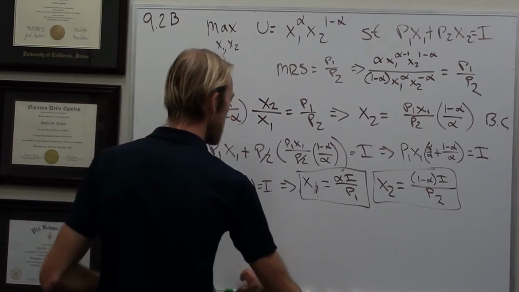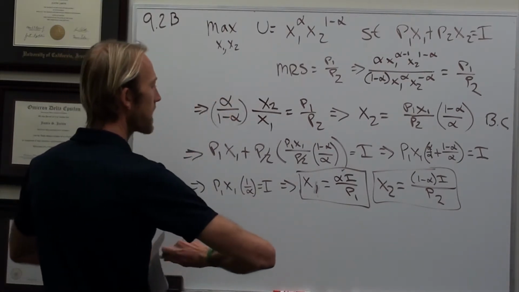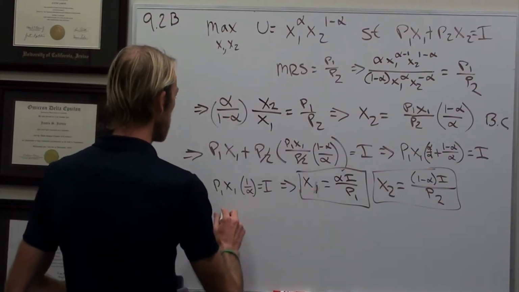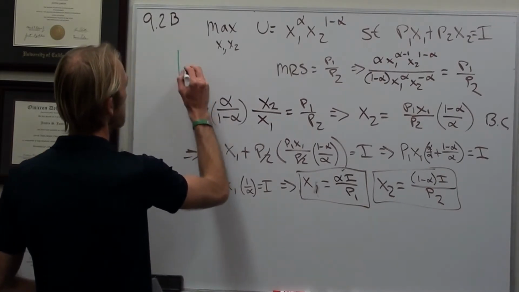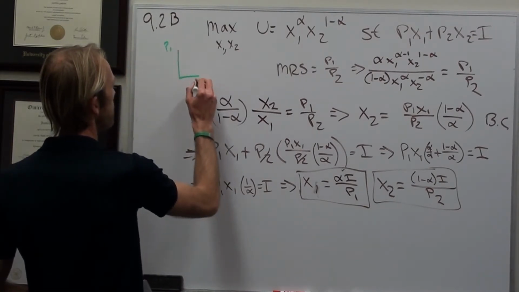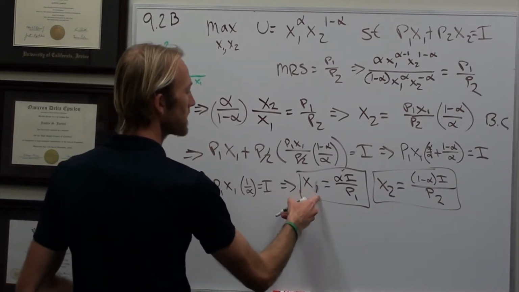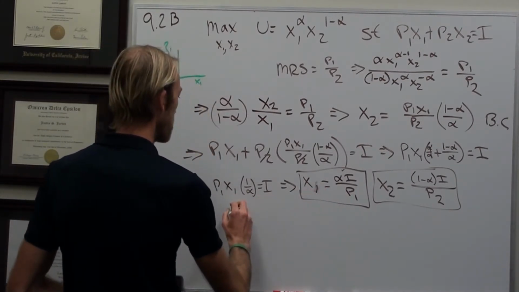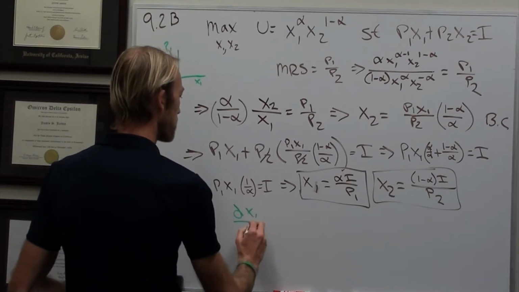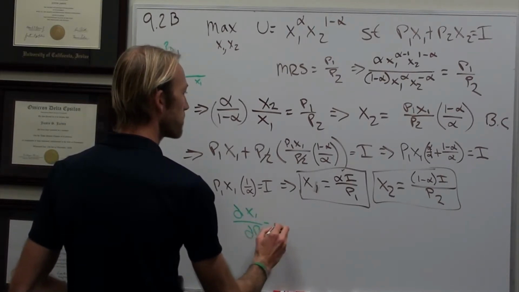So one easy way to do it is just to ask, what happens to x1? An own price demand curve is graphed in P1 and x1. What happens to x1 as P1 changes? In other words, let's take the derivative of x1 with respect to P1. What does that equal?